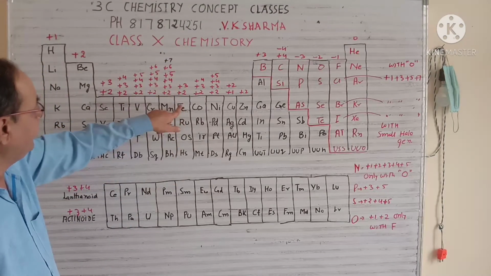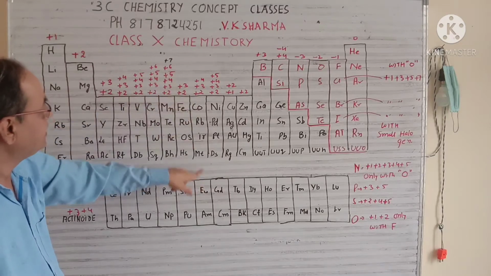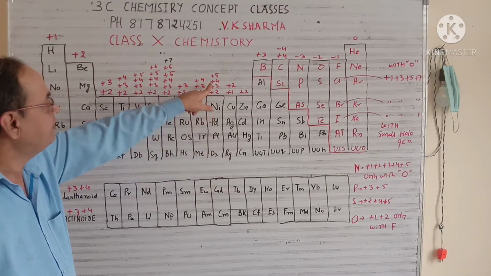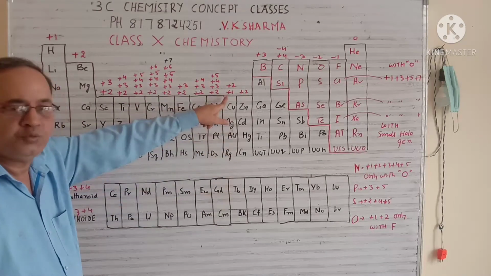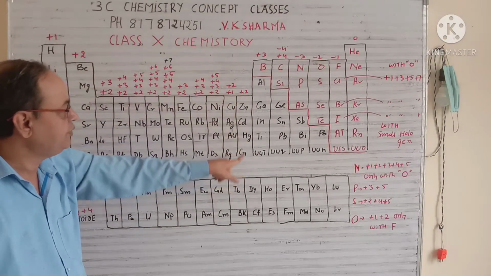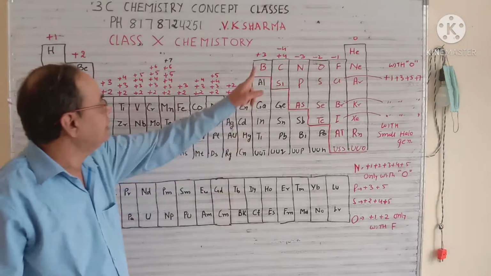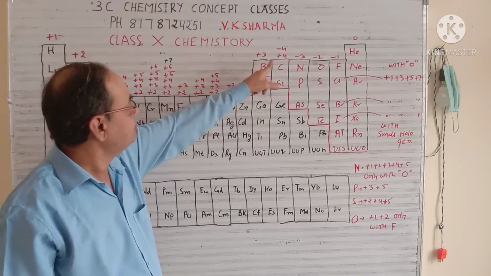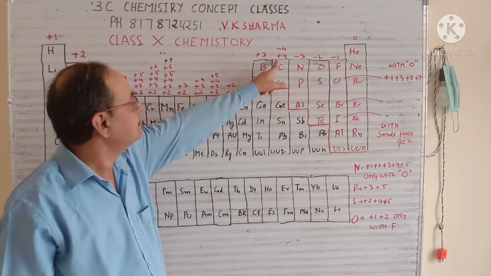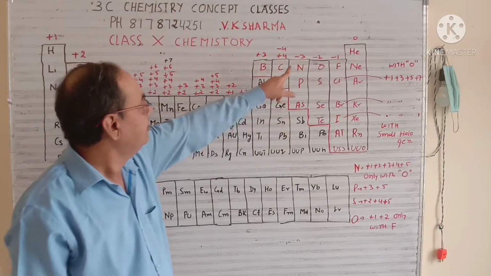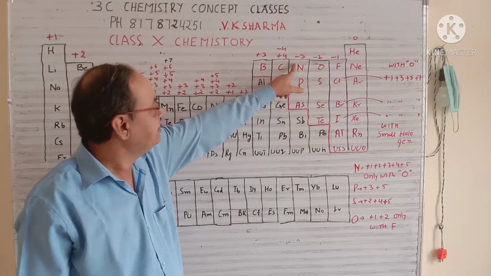All these elements will have plus 2 and plus 3, and these elements will have plus 2, plus 3, plus 4. These elements will have plus 2, plus 3, plus 4, plus 5. These elements will have plus 1 or plus 2, and these elements will have a plus 2. Now, this group has plus 3 charge. The carbon group has plus 4 and minus 4. Both possibilities are there. Nitrogen group has minus 3.